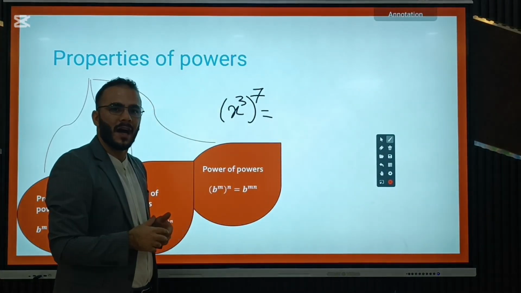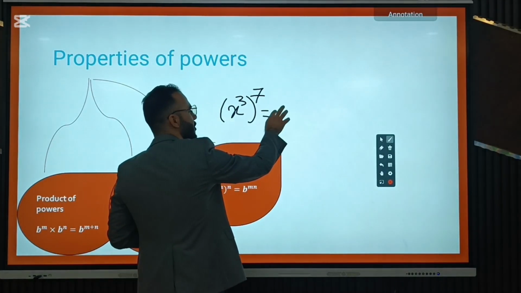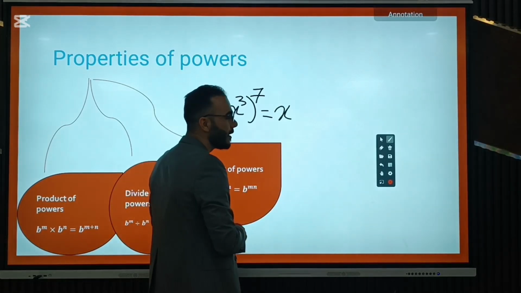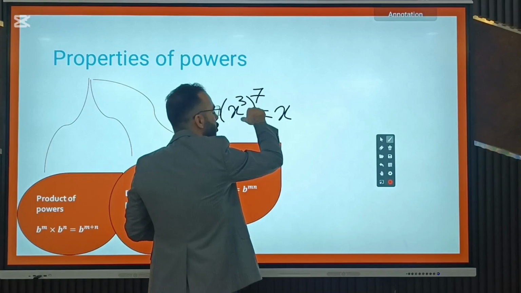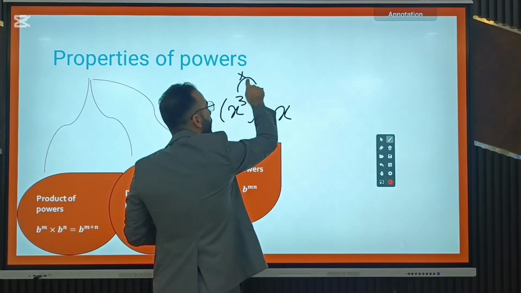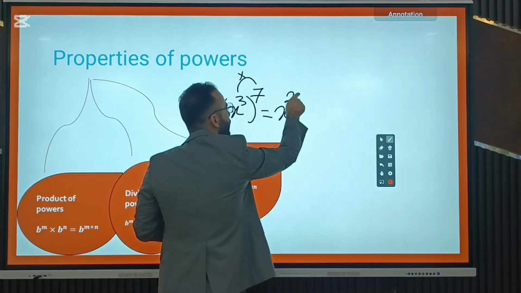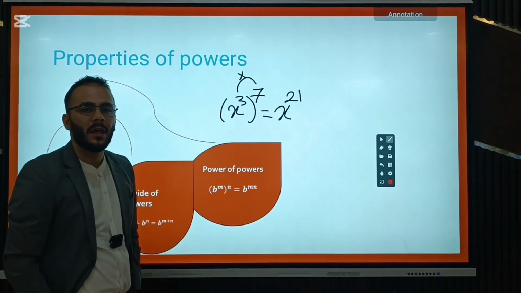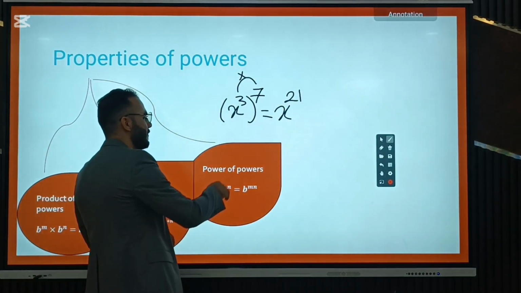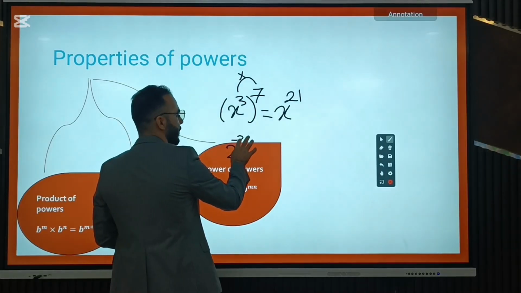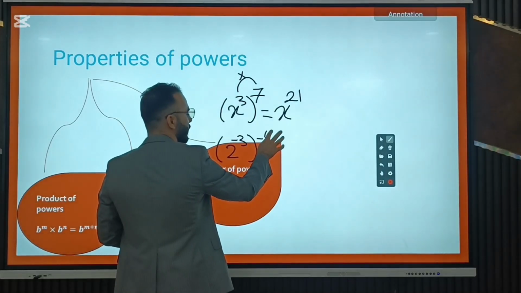In that case, if I ask you to evaluate it, you are going to say, okay, keep the base x, and when we have two exponents and one bracket between them, we multiply these two exponents. So 3 times 7 equals 21. Perfect. Let's say we have 2 to the power of negative 3, all powered by negative 4.